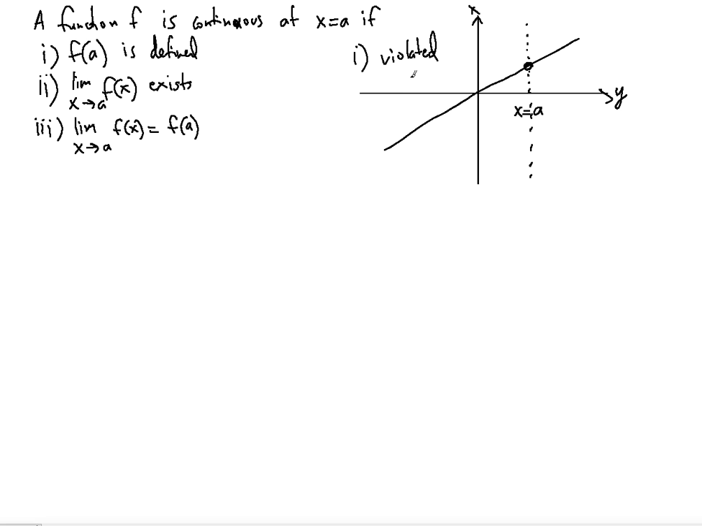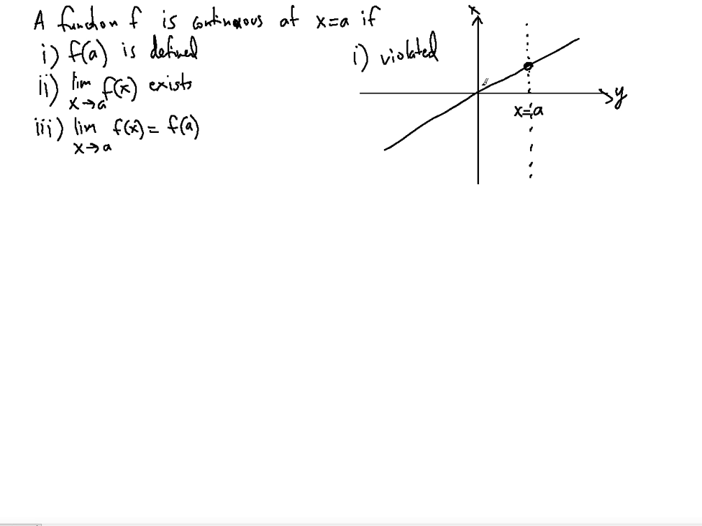Okay, now let's check for the second condition. The limit as x approaches a of f of x exists. Well, in order for the limit to exist at this x value, both limits on both sides of this x value must agree. So from the right to left, the function approaches this value, the f of a, and from the left side of this x value, we're also approaching the same value, right? So the limit does exist because the limits on both sides agree.